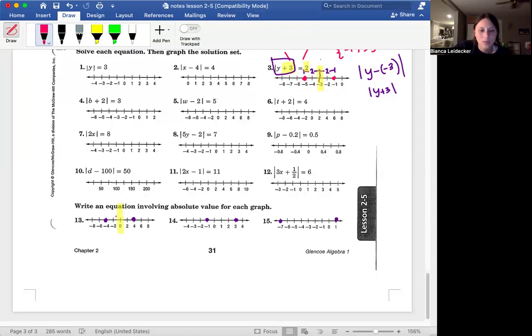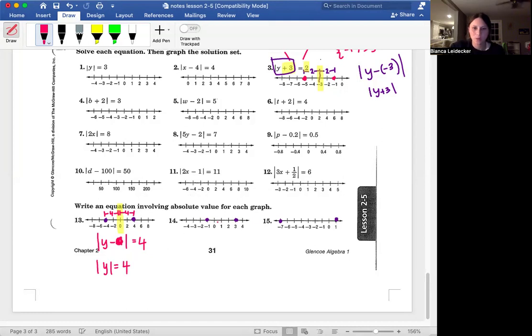I'm counting out 2 spaces, but because the number line's counting up by 2, it's going 0 to 2, 2, 4, 6, 8. It's counting up by 2. So the distance actually is 4 here. And so it'd be y minus 4, or yeah, well, y minus 4 is equal to 4. Oh, no, y minus 0 is equal to 4 because the middle is 0. And so y minus 0 is still just y. So the absolute value of y is 4.